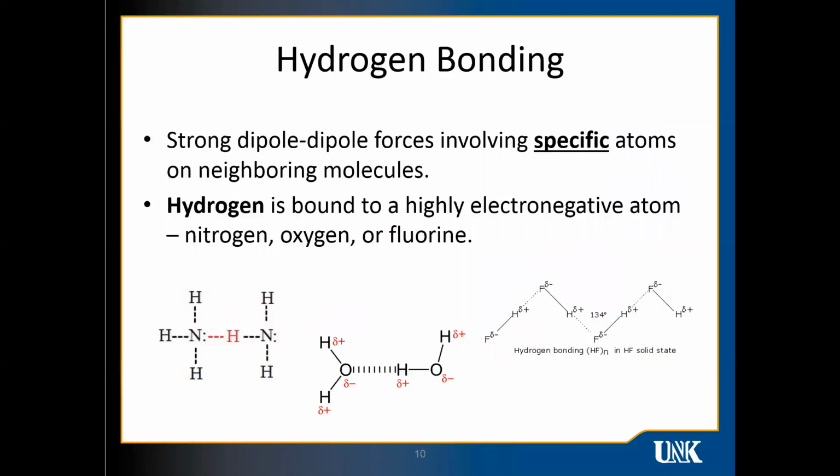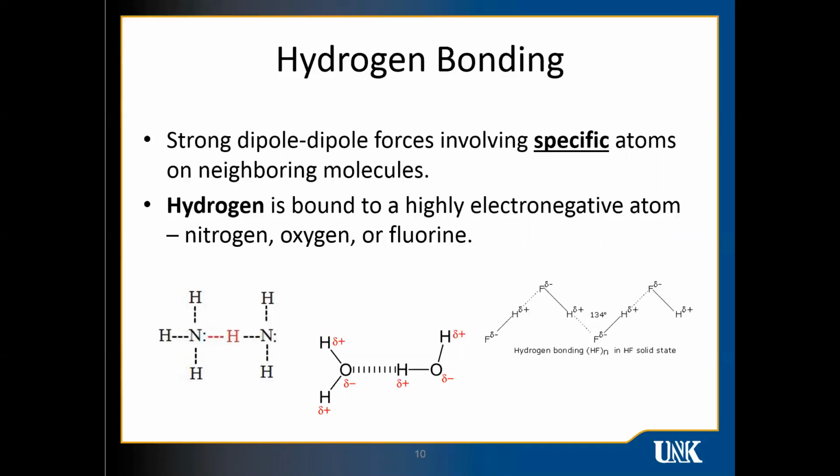The last type of interaction is hydrogen bonding, and these are very specific and stronger versions of dipole-dipole forces. In order for hydrogen bonding to occur, you have to have molecules with NH, OH, or HF bonds. What will happen is that the hydrogen on one atom will be attracted to either the nitrogen, oxygen, or fluorine on another atom.